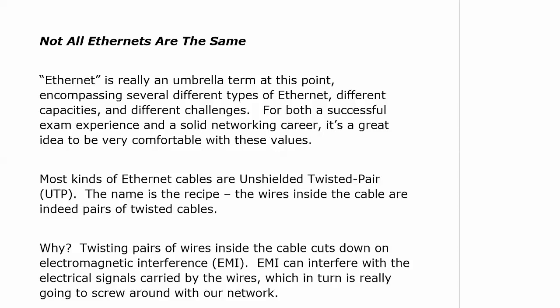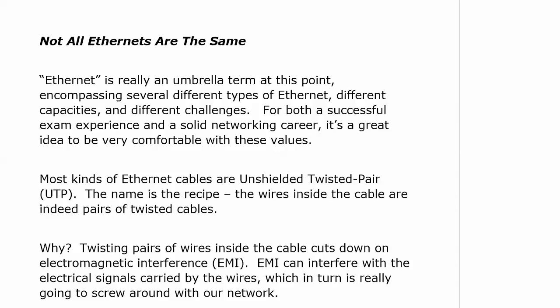Now, most kinds of Ethernet cables are unshielded twisted pair, UTP, and the name is indeed the recipe, because the wires inside the cable itself are indeed pairs of twisted cables. It's not just one wire going across. That's all we see because you see the outside of the cable when you pick one up. But there are wires inside, and when you're using UTP, they're actually twisted. They're pairs of twisted cables. Now, of course, the first question would be, why do we do that? But the answer is already on the board.